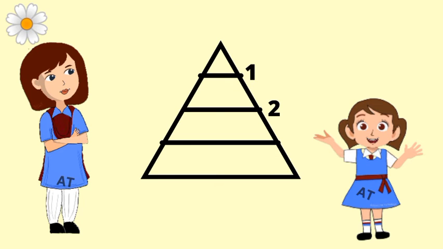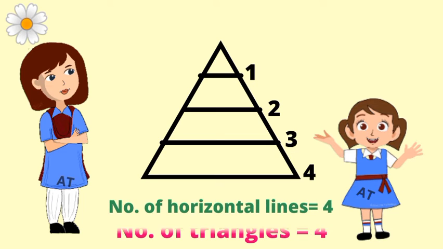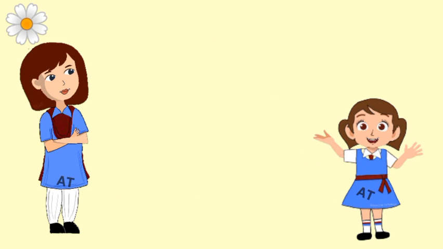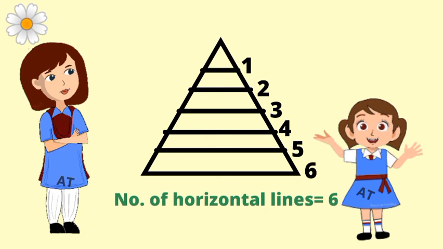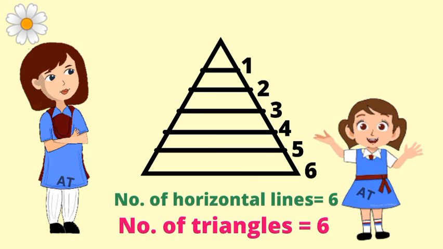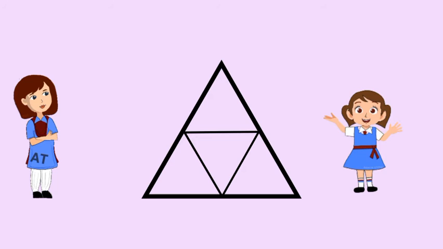In this triangle, we'll have to concentrate on the number of horizontal lines. The horizontal lines are 4. So the number of triangles will also be 4. Similarly, in this one, the number of horizontal lines is 6. So, the total number of triangles will also be 6. I find these tricks quite fascinating, Jija. Yes, Akshu. Let's see this figure.